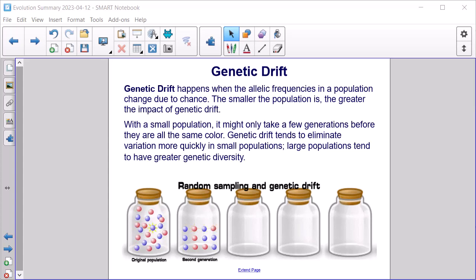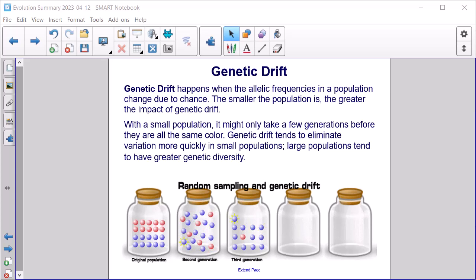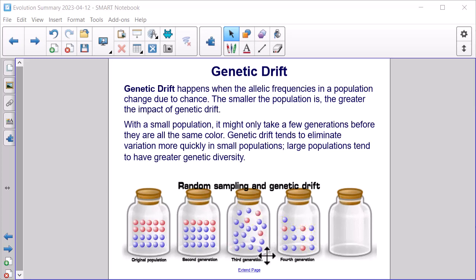Genetic drift. Genetic drift happens when the allelic frequencies in a population change due to chance. The smaller the population is, the greater the impact of genetic drift. With a small population, it might only take a few generations before they are all the same color. As you see down here, we start with an even split in the original population between red and blue, and over the generations you can see the drift more and more towards blue.